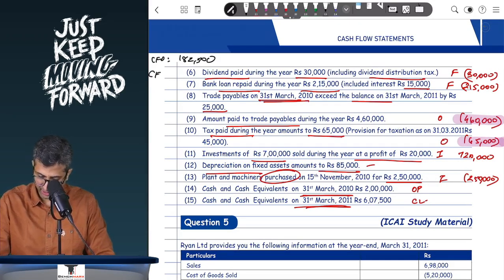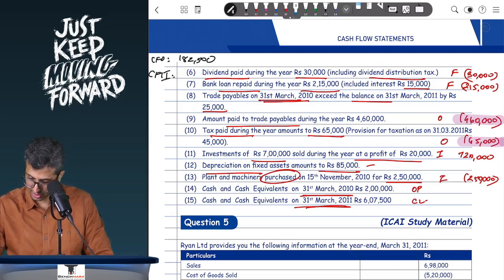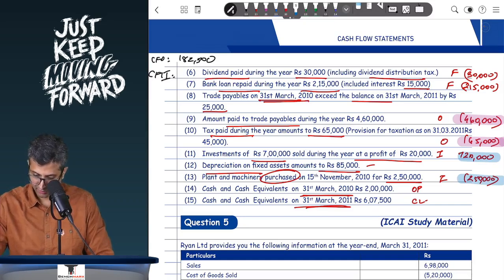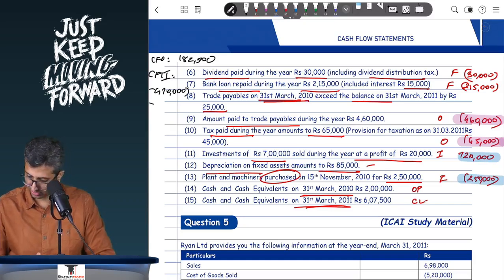Within CFI, cash flow from investing, you have these two items, 7,20,000 and 2,50,000. That's about it. 7,20,000 and 2,50,000, so 4,70,000 net, again cash inflow.